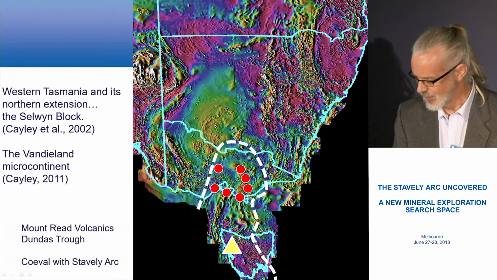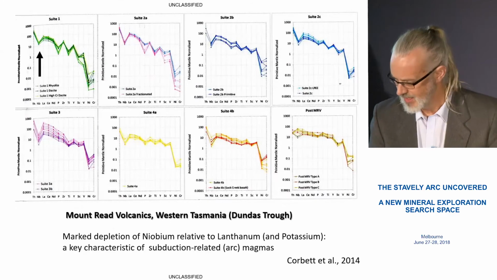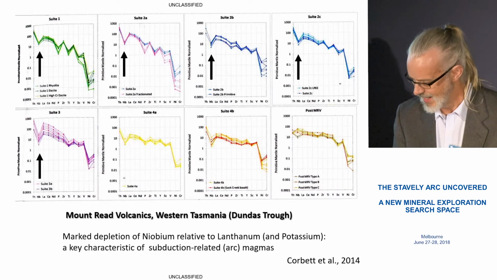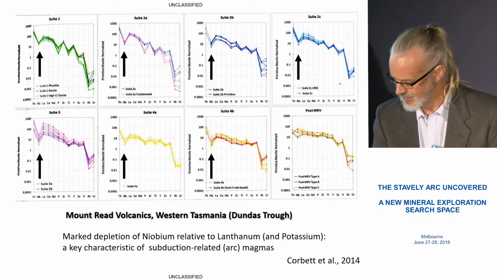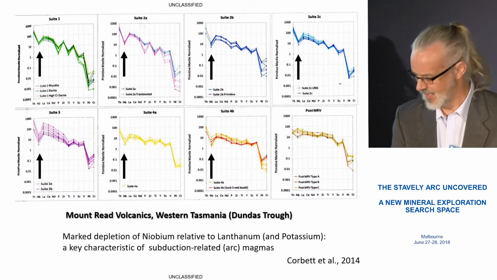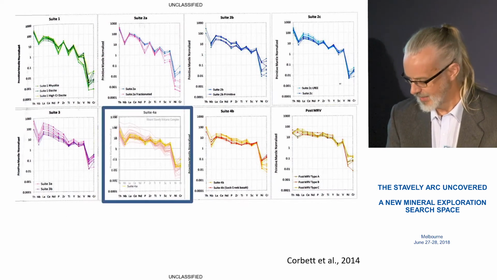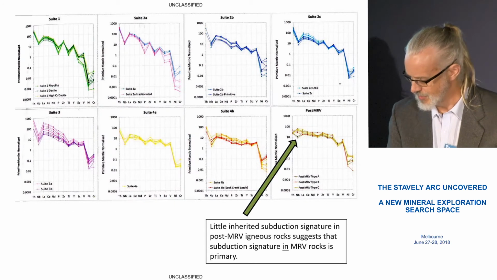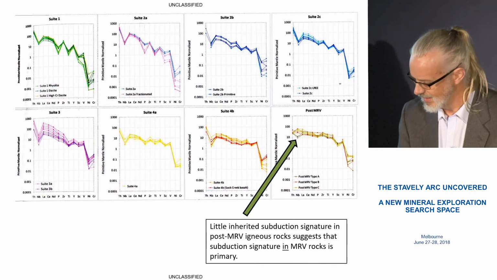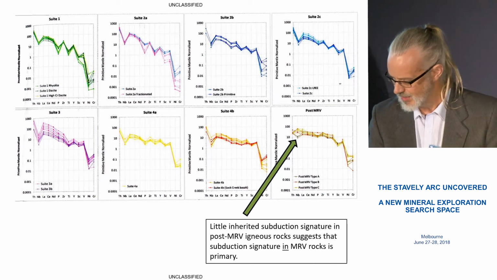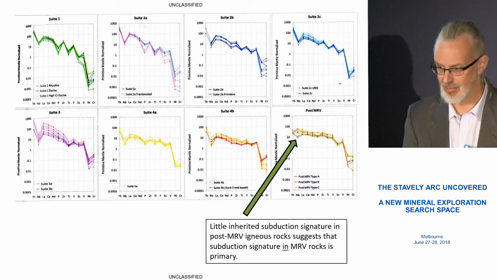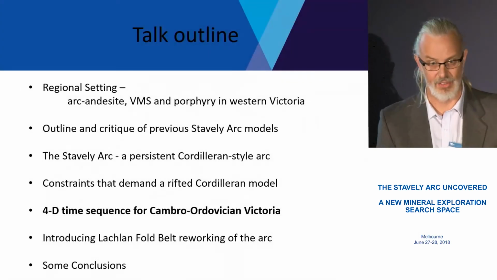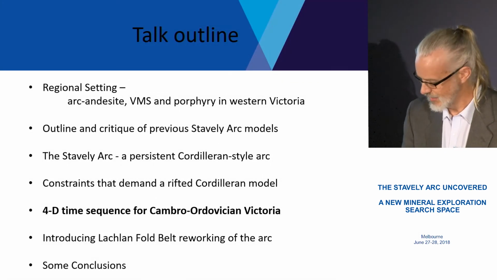But the Mount Reeds are the important thing. I'm not going to dwell on the Mount Reeds. What's interesting about the Mount Reeds is they actually have the same depletion in niobium that's really characteristic of subduction-related melts. I'll put the Stavely data on there. It's pretty much the same, and it's also the same age. Interestingly, some of the later volcanics there in the Mount Reeds don't show that depletion, and it suggests that it might be primary, but I'll leave it at that. I think Stavely is a really good opportunity to actually rethink the Mount Reeds.